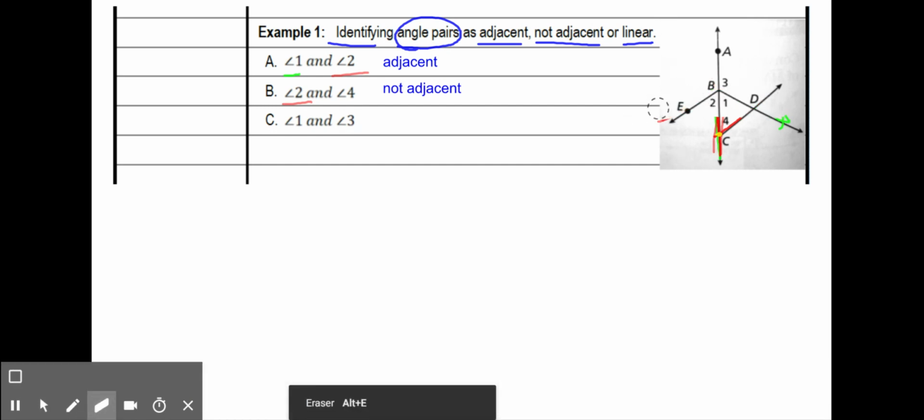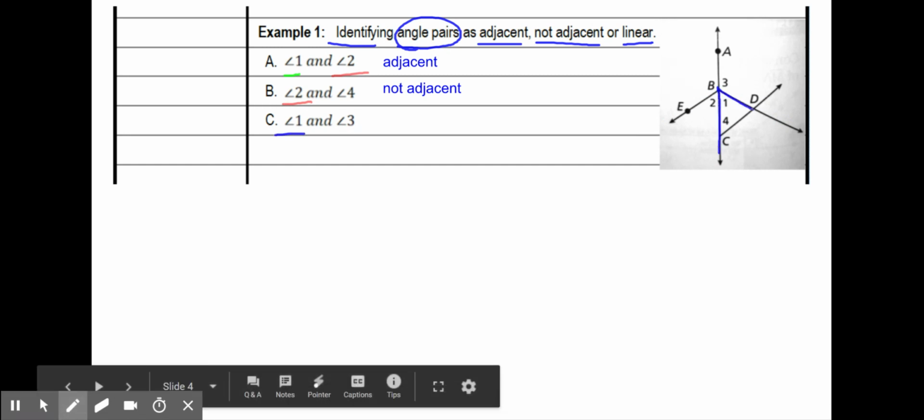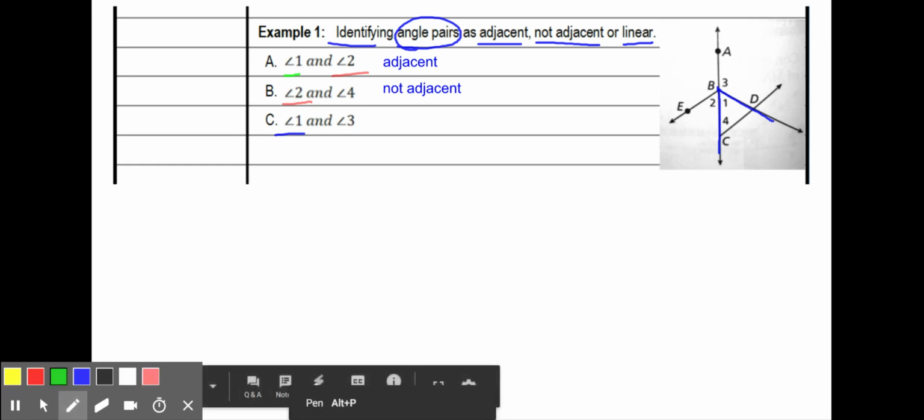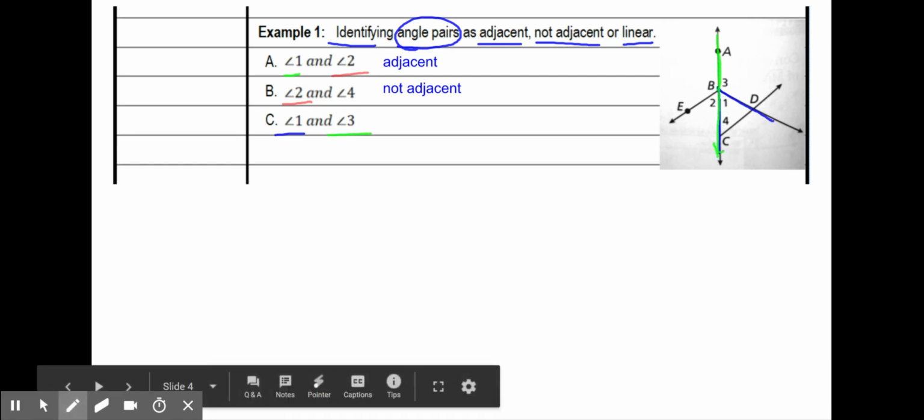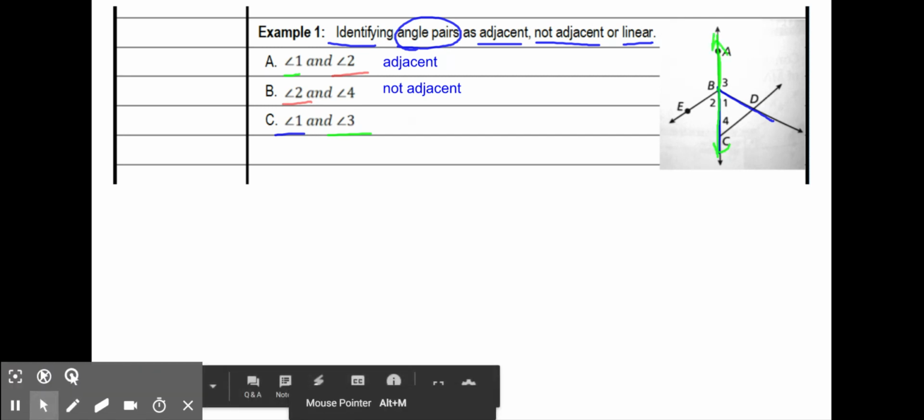I'll clean this up. All right, so then let's see, we have angle 1 and angle 3. Ooh, I see that they're making a line. So these are going to be linear. They have a linear pair.